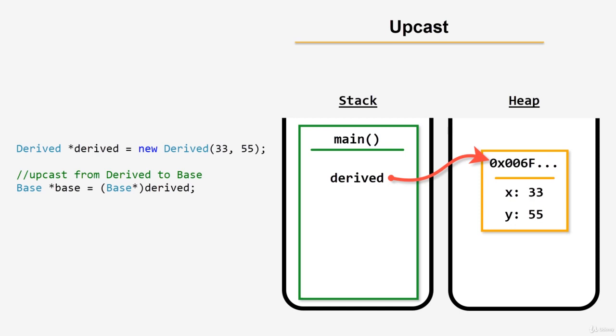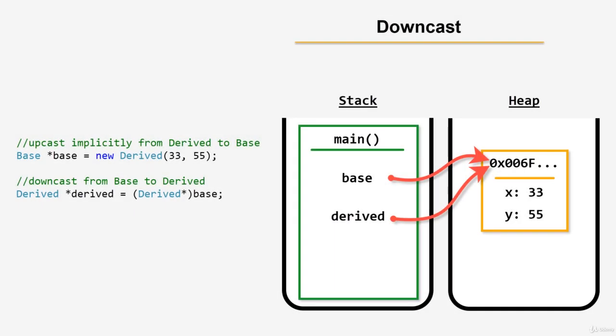In the next statement we declare a pointer called base, and that is a pointer to type base. And we initialize that to what? Well, we are going to upcast from derived to base here. So between parentheses we have pointer to base and we have derived. So we're going to upcast from derived to base. The important thing to note here is the object that is on the heap. The object on the heap is a derived object. So it has the inherited x and it has the specialized y.